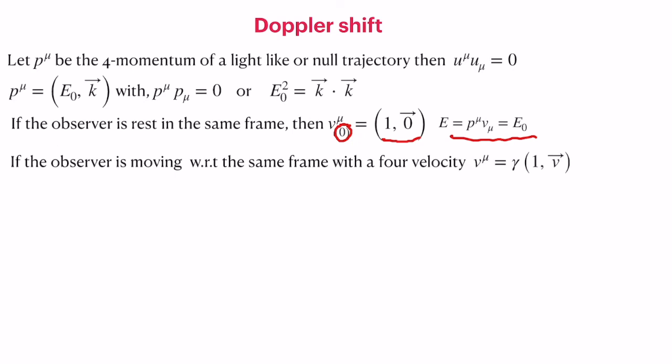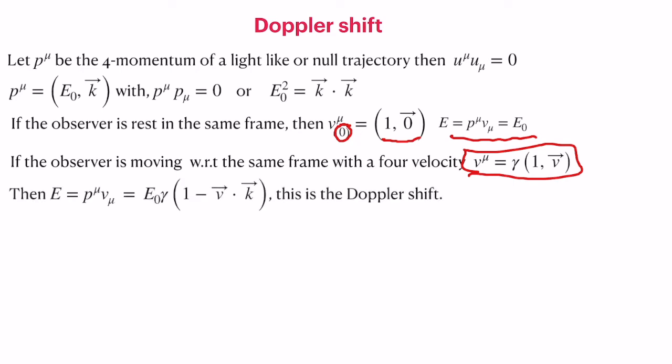Let's consider another observer who is moving with respect to this source of light, whose four-velocity is given by v^μ. The four-velocity of the observer can be written as gamma times (1, v), with v the spatial velocity. From our definition, the energy observed by this observer, E, is equal to p^μ v_μ, which is given by E0 times gamma times (1 minus v dot k). This is basically the formula of the Doppler effect.